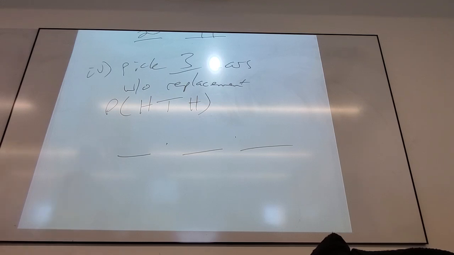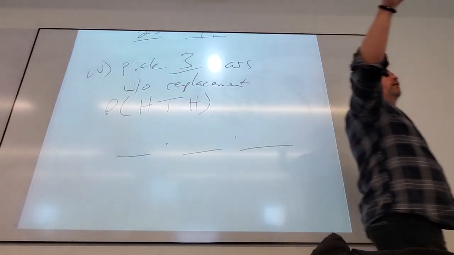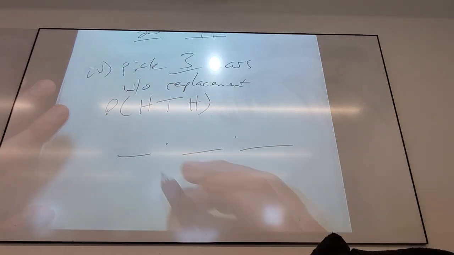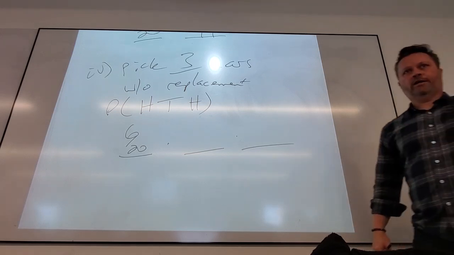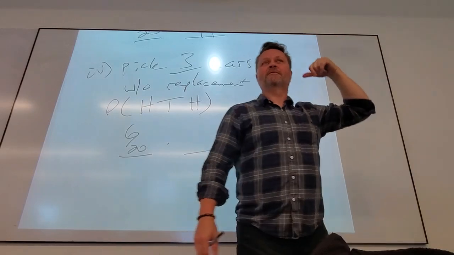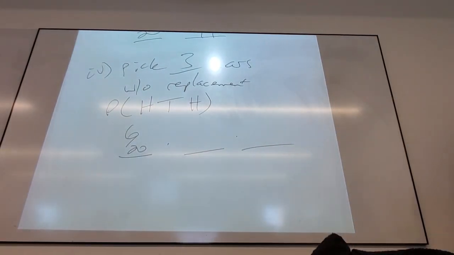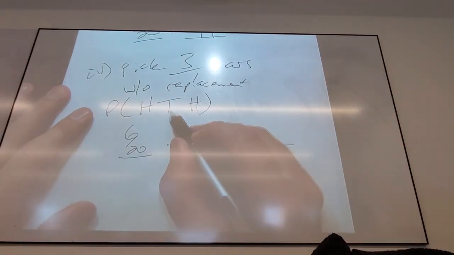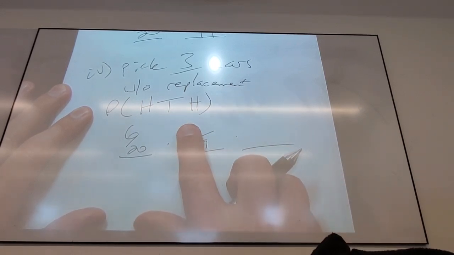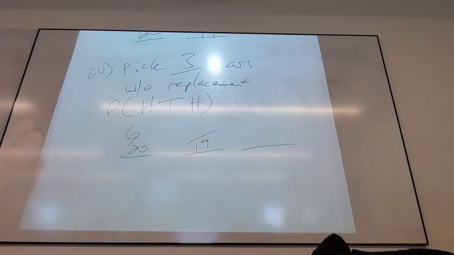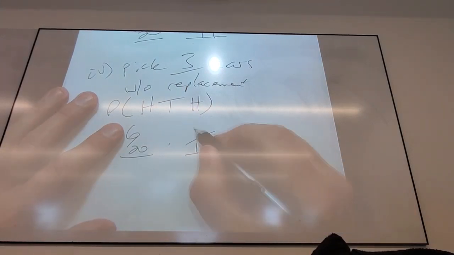All right, so let's start. What's the probability that the first car is a Honda? 6 out of 20. And I let them leave. How many cars are left? 19. How many Hondas are left? 5. How many Toyotas are still there? Out of 19 cars, there's still all 10 Toyotas. I haven't picked a Toyota yet, so there's still 10 of those.